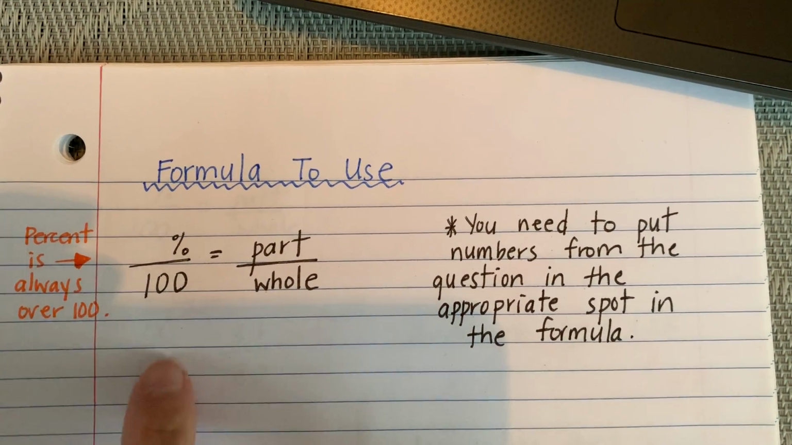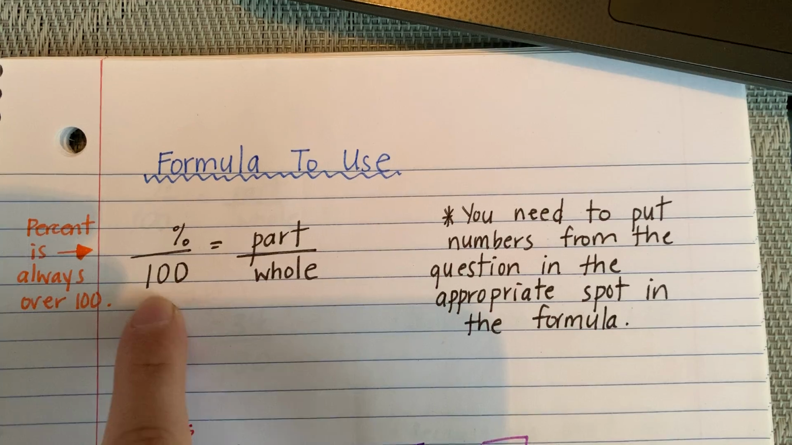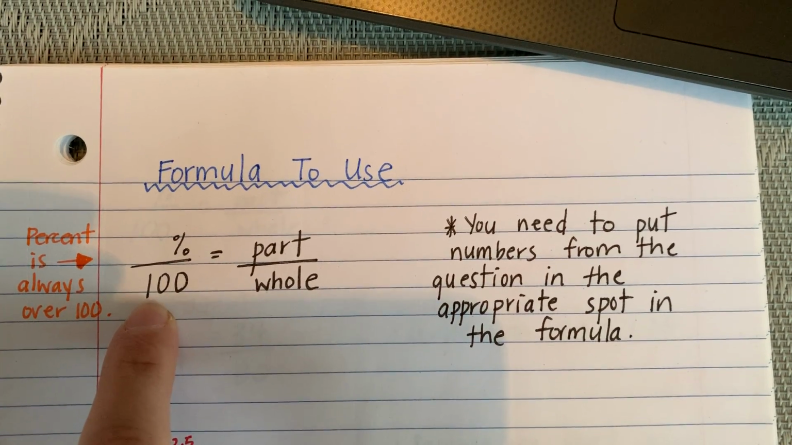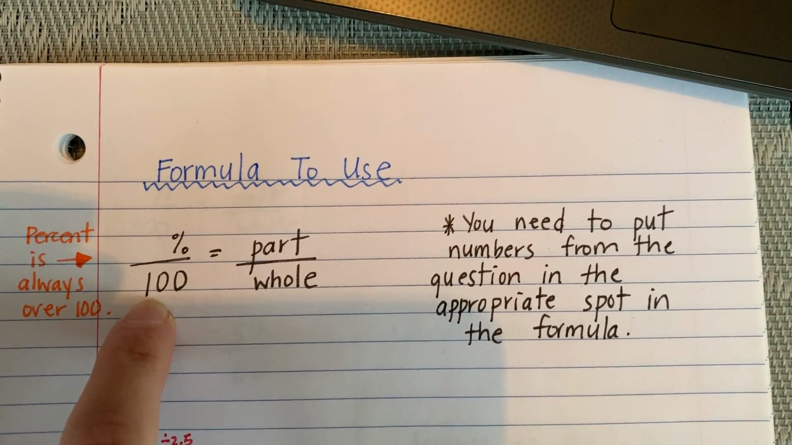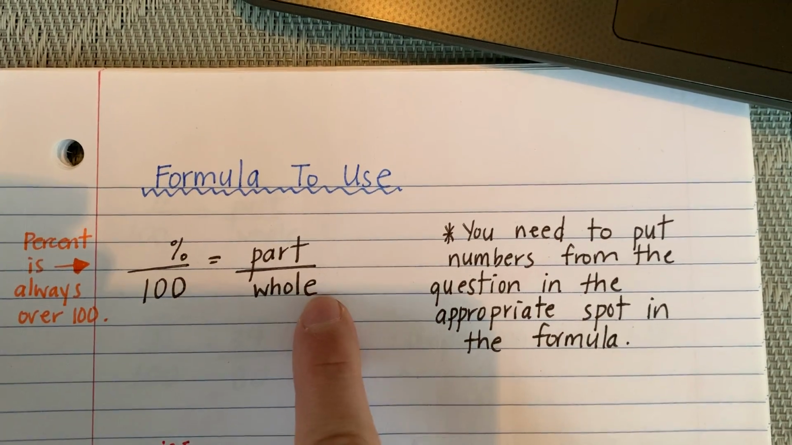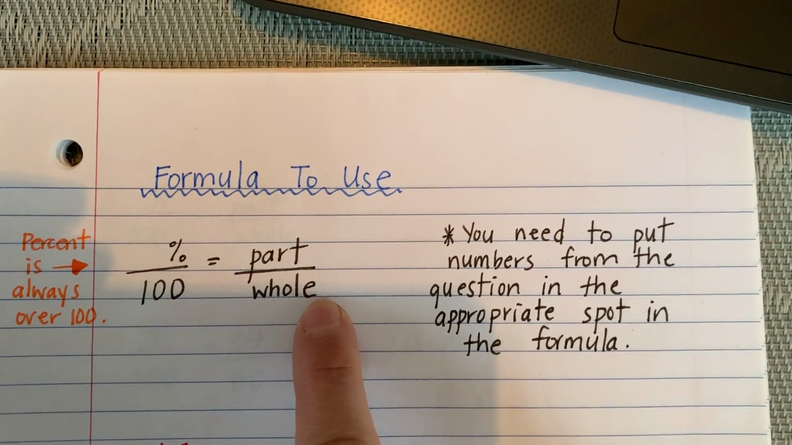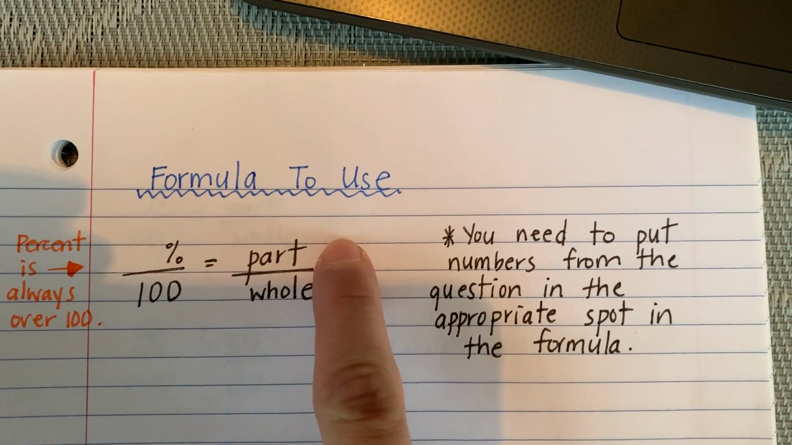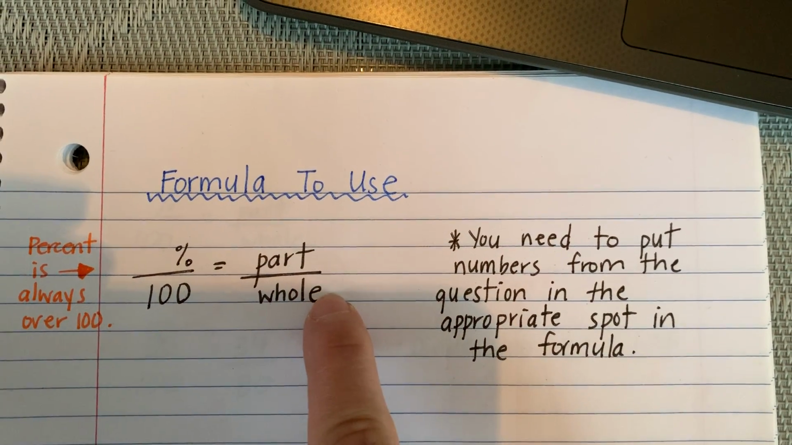Okay, so this is the formula that you're going to use. You're always going to put your percent over 100. So if you are given a percentage in the question, it's going to go in that spot right there. It is important for you to read the question carefully to try to determine the partial number in the question versus the whole or the total.